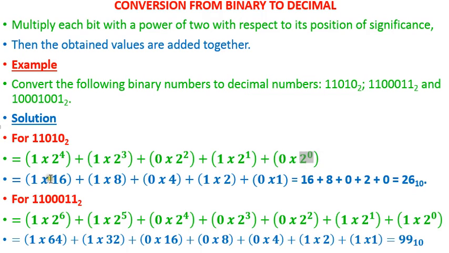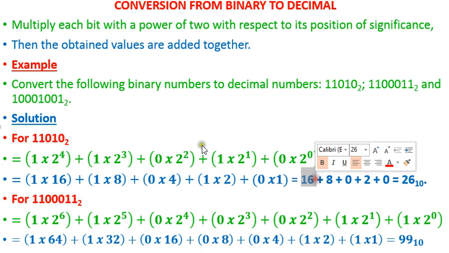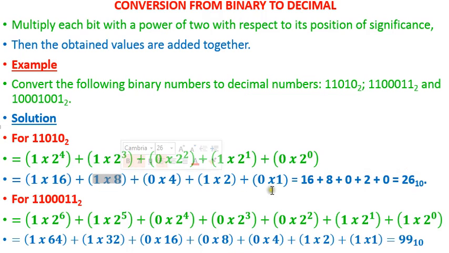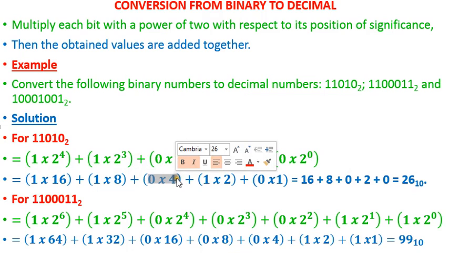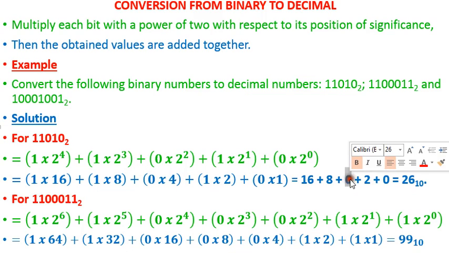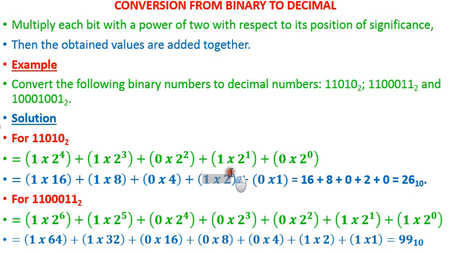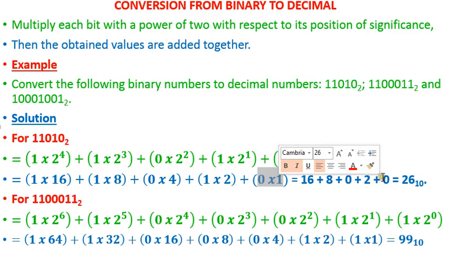Now, if I come back to this first bracket, I have 1 times 16. It will give you exactly this 16. The next one, 1 times 8, it will give you this 8. The next one, 0 times 4. We know 0 times anything is 0. We have 0 here. The next one, 1 times 2 will give us 2. And the last one, 0 times 1, which is also 0. Now, let us add these ones. 16 plus 8 will give us 24, plus these 2, it will give us 26 base 10.